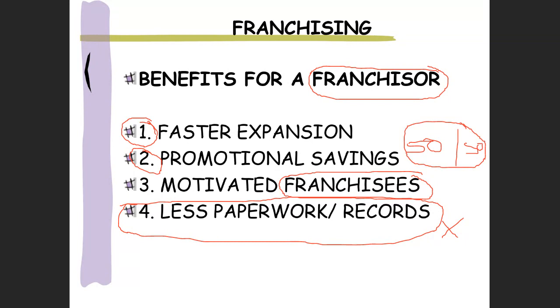They both benefit. So let's say you need $100 to run a particular promotion. The franchisor pays $50. The franchisee pays $50. So each will benefit from the process. They're not having to spend $100 out of their own pocket.